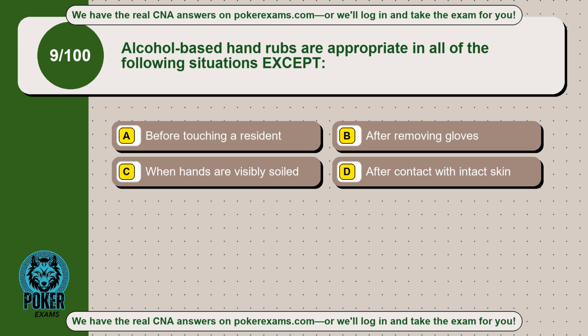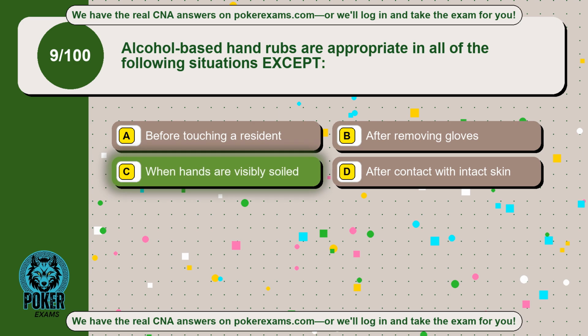Question 9. Alcohol-based hand rubs are appropriate in all of the following situations except: Option A, before touching a resident. Option B, after removing gloves. Option C, when hands are visibly soiled. Option D, after contact with intact skin.